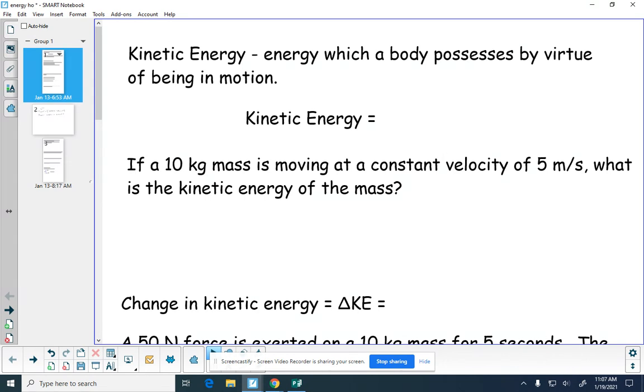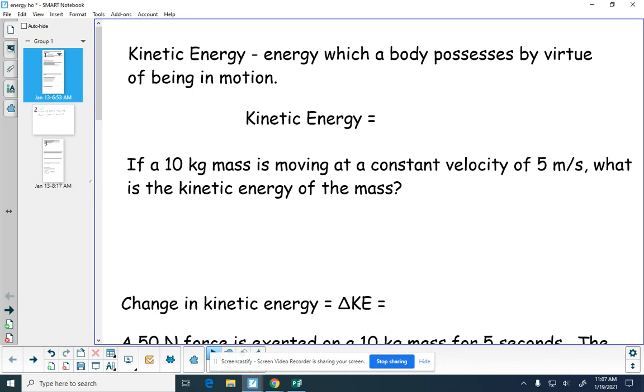When we're talking about kinetic energy, any object that is moving has kinetic energy. Me walking across the floor, me throwing an object, they all have kinetic energy. This pen, I throw it up in the air, it has kinetic energy. It is moving. Any object that is moving will have kinetic energy.